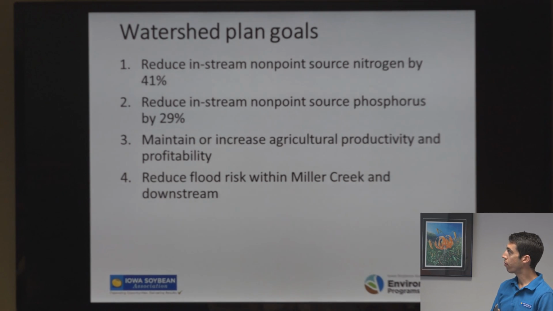So through the watershed planning process, which included meetings with a local group of advisory farmers and NRCS and soil water conservation districts, we identified 4 goals for the Miller Creek watershed. And the first 2 were to reduce nitrogen by 41% and phosphorus by 29%.